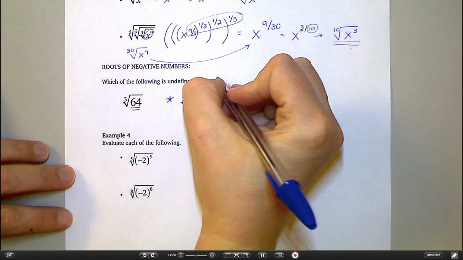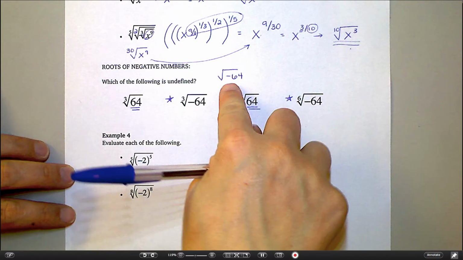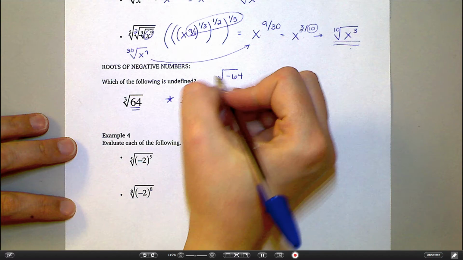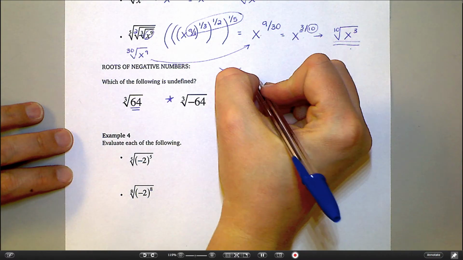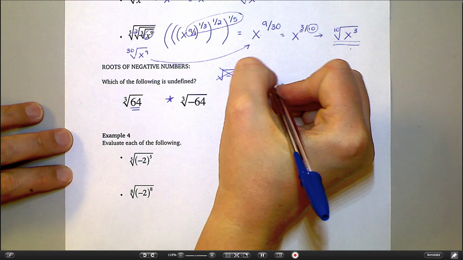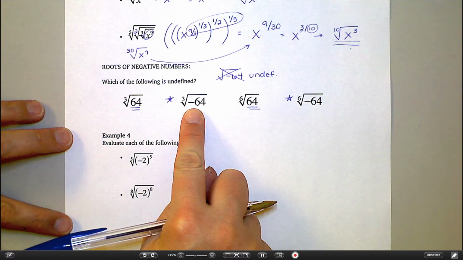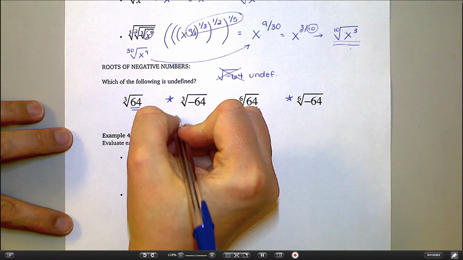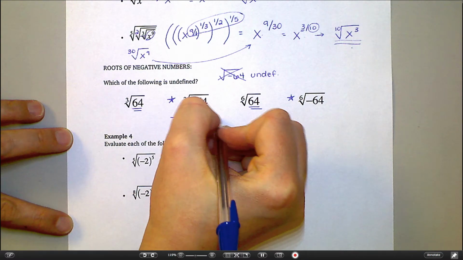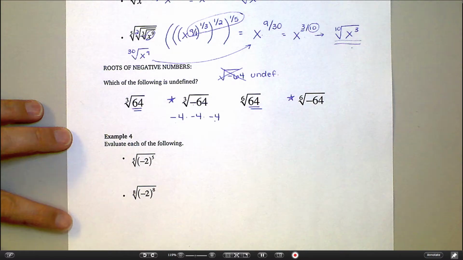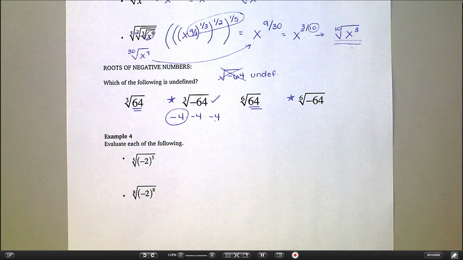Think about, for example, the square root of negative 64. We know that we can do that with i, right? We can do that with imaginary numbers, but for our purposes, we're going to say that this is undefined, okay? However, the cube root of negative 64 would be okay, because if I had 3 negative 4s, 3 negatives can come back and equal a negative. So this one's okay. I can come up with an answer for this one. It would just be negative 4.